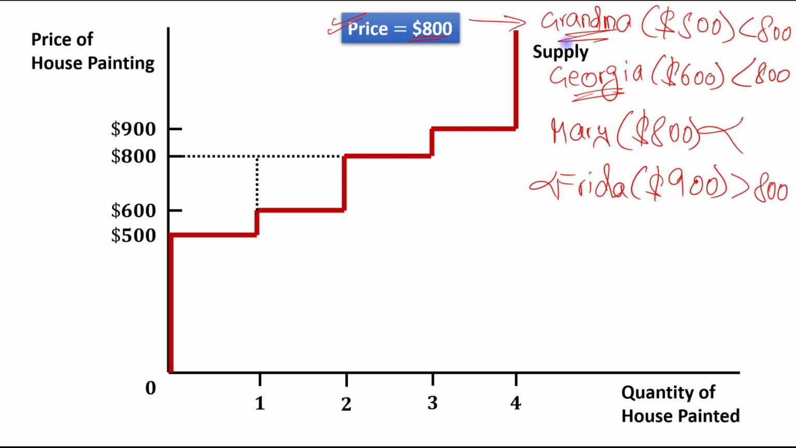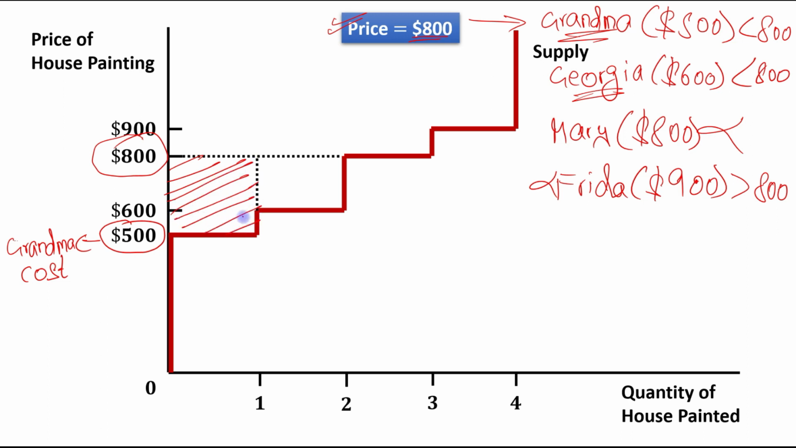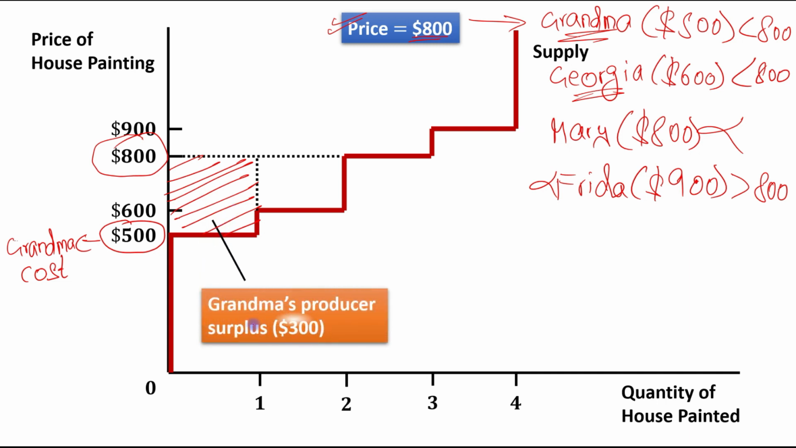Now let's first see the producer surplus of Grandma. This is the price offered, which is $800. Producer surplus is the area below the price and above the supply curve. Grandma's cost is $500. Below the price, above the supply curve, this portion we are talking about is Grandma's producer surplus of $300.